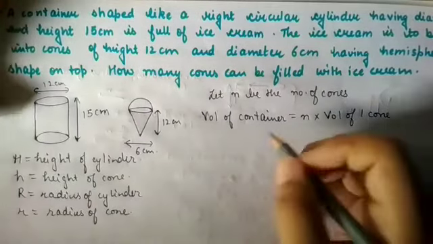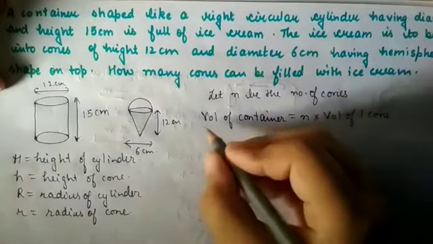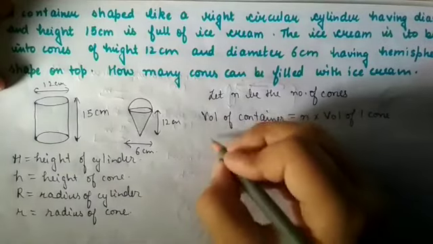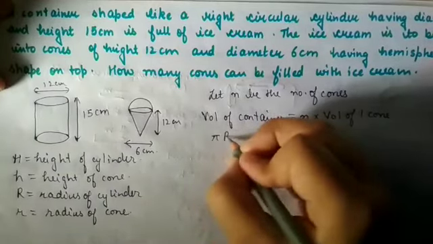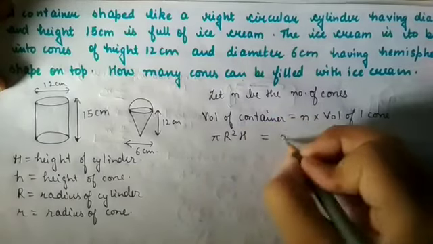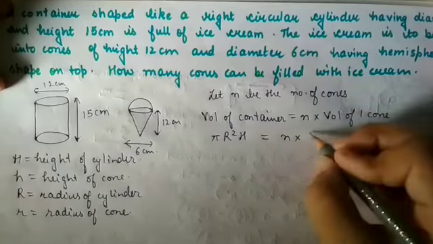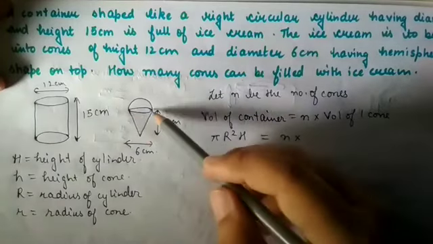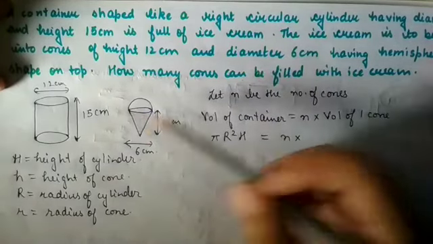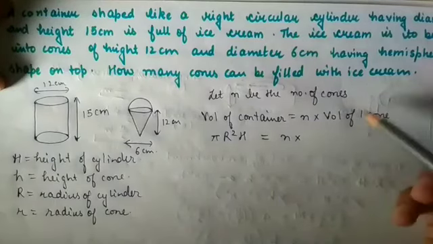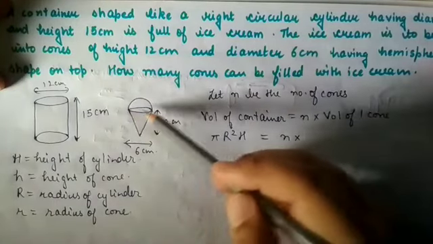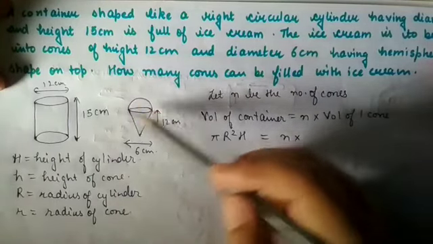Okay, so now you put the formula. Volume of container is pi r square h. R square h is equal to n into volume of cone. Now volume of cone will be, the cone is actually the cone of ice cream we are saying. So the volume will be volume of conical part plus volume of hemispherical part.